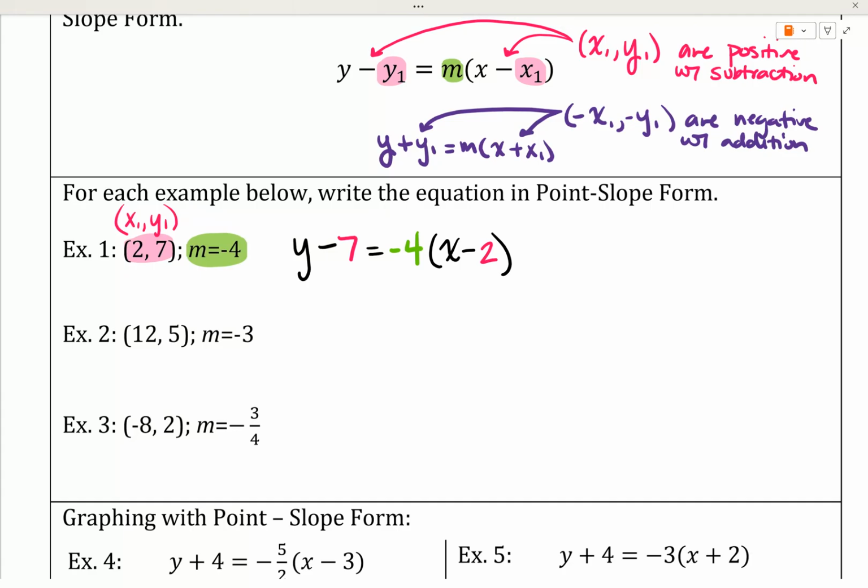So we'll do the same thing for example 2. We have x1 is 12, y1 is 5, and our slope is negative 3. So again, we're going to take our equation, y minus y1 is 5 equals m negative 3, parentheses, x minus x1, which is 12.